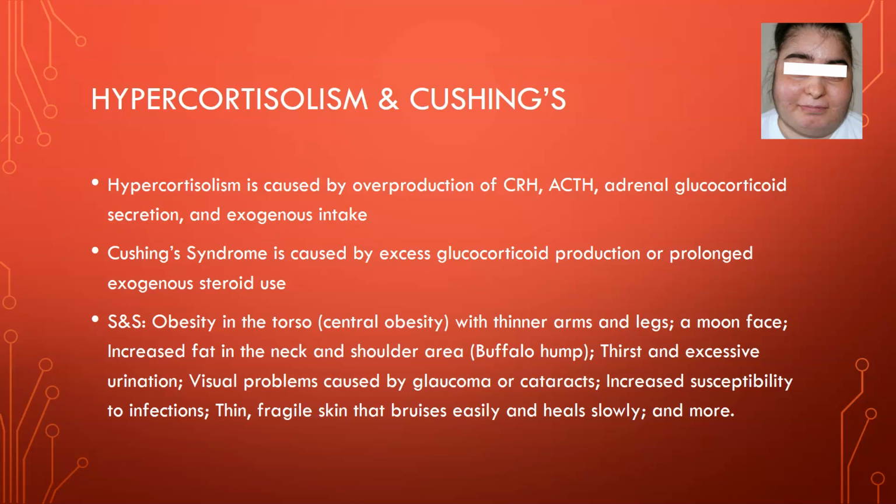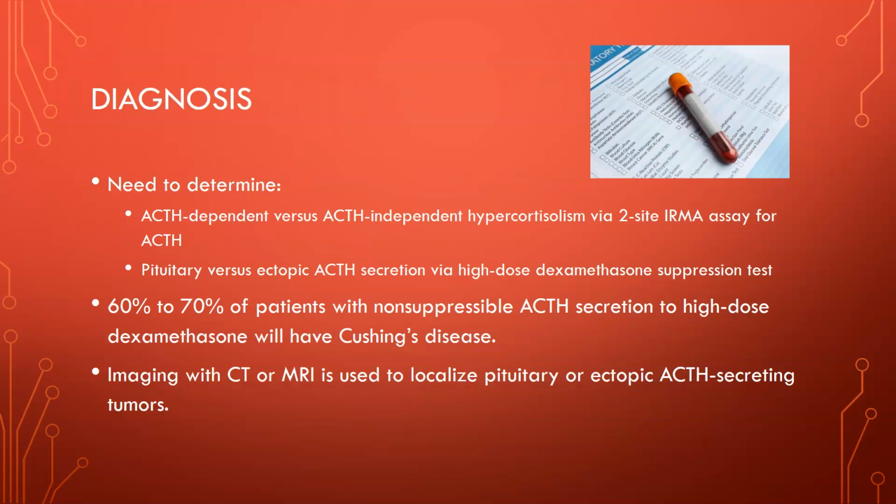The signs and symptoms of Cushing's and hypercortisolism are obesity in the torso, so central obesity, so around the abdomen, torso area, with thinner arms and legs, a moon face or a round fat face, increased fat in the neck and shoulder area, which is called a buffalo hump, thirst and excessive urination, visual problems that are caused by glaucoma or cataracts, and an increased susceptibility to infections, and then also thin, fragile skin that bruises easily and heals slowly. And there are many, many more, but these are some of the predominant ones.